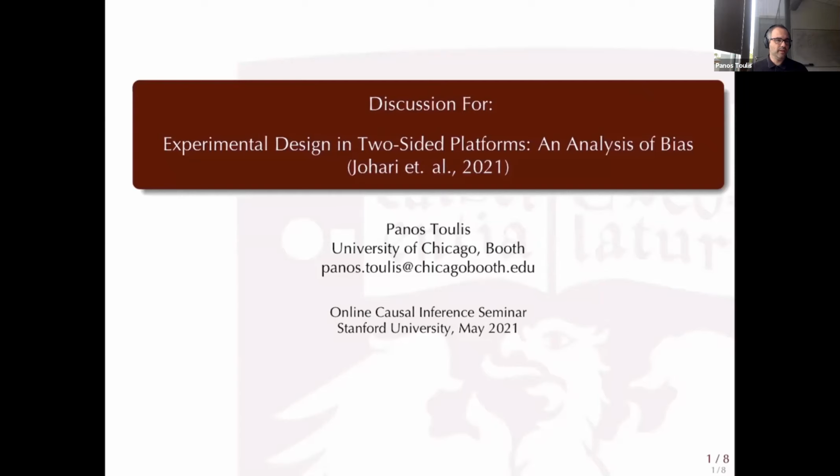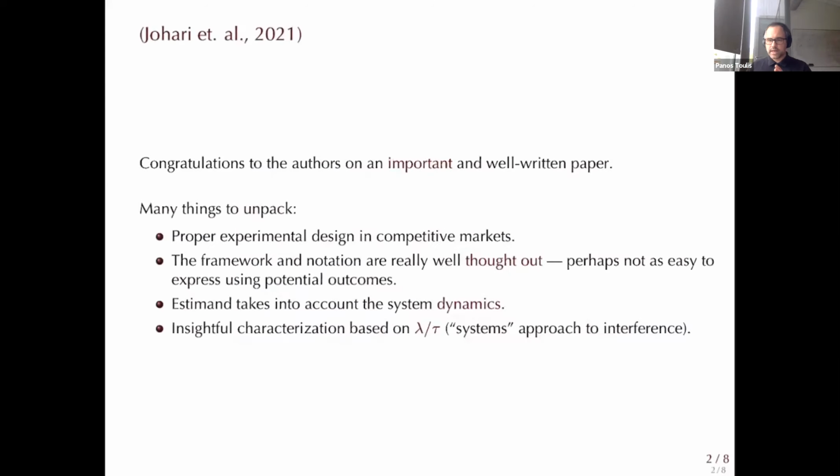First of all, one important thing here is that we talk about proper experimental design in competitive markets. It's a new field. It's an exciting field, but it's always important to think about good experiments, good data collection, because this is ultimately what supports good science. The framework and the notation are really well thought out, I think. I'm going to discuss a potential outcomes type of formalism, but it doesn't seem to work as well. It does give some benefits, but it's clear that the authors put a lot of effort into thinking about this clearly and putting it into precise terms.